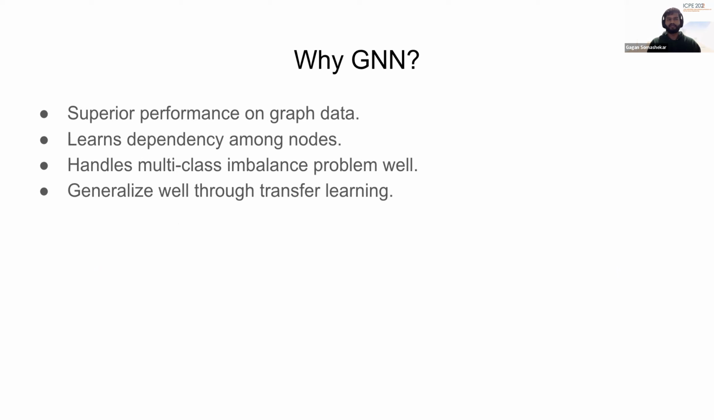I talked about how there is complex interaction among microservices in an application, and GNNs are very well suited to learn dependencies among these nodes. The unavailability of labeled data leads to multi-class imbalance problems, which GNNs are known to handle well. GNNs are also known to generalize well through transfer learning. All these features make them a very good fit for this problem.